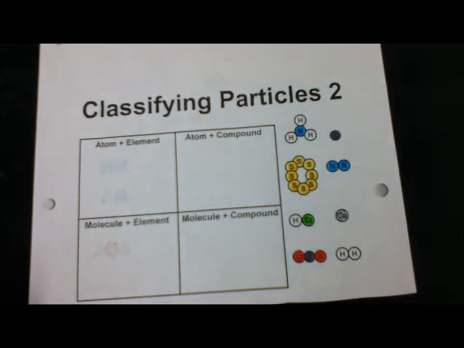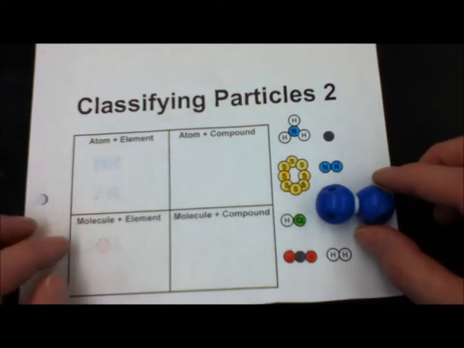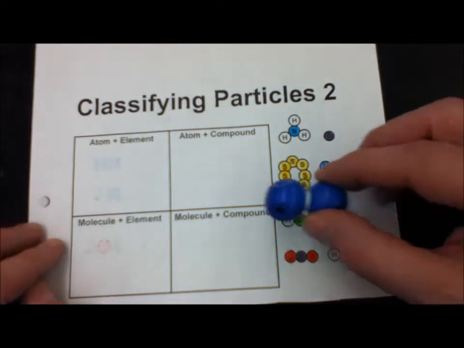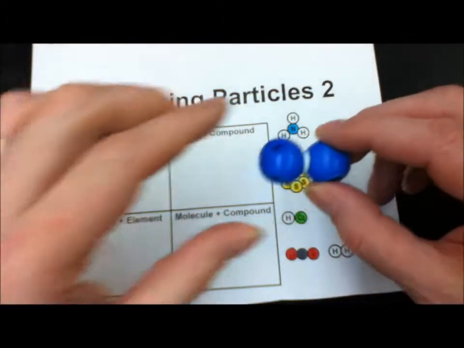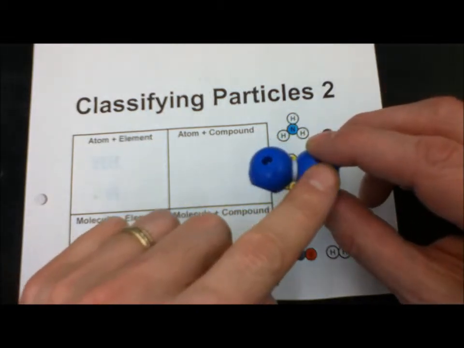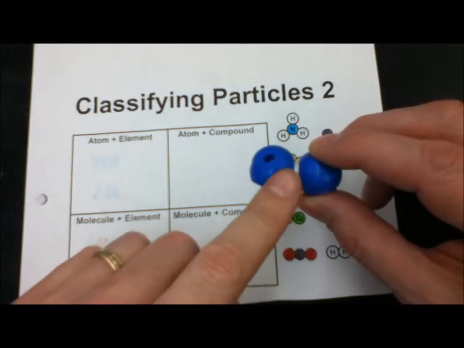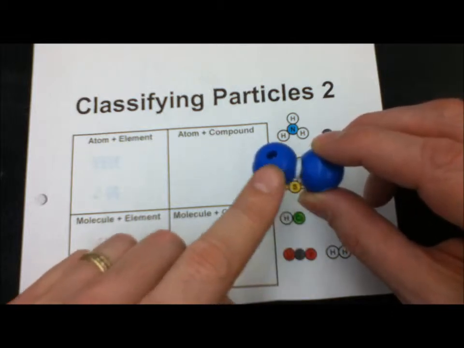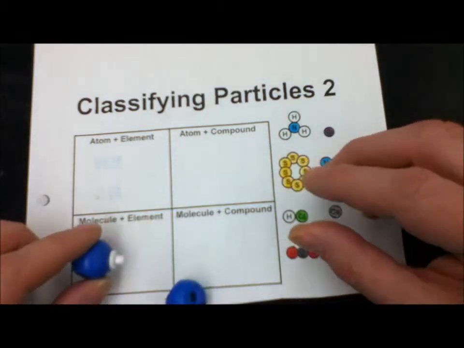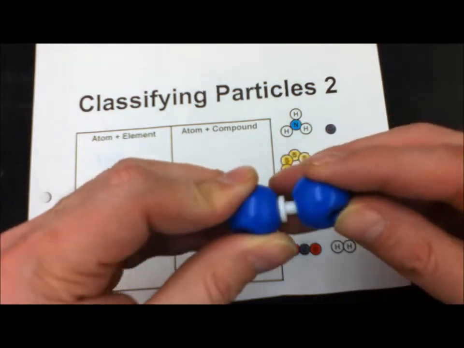All right, the next one is this guy. 2 nitrogens joined together. Where do you think it belongs? Well, it actually belongs here. The reason it belongs in molecule and element is because there's at least 2 atoms joined together. That makes it a molecule, but there's only one kind there, just nitrogen, from the periodic table. So that's why it belongs as a molecule and an element.